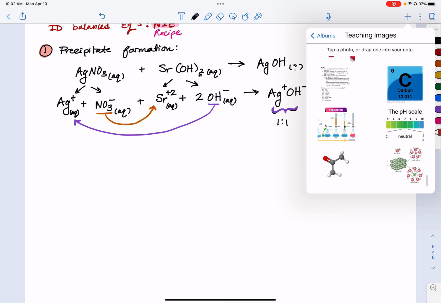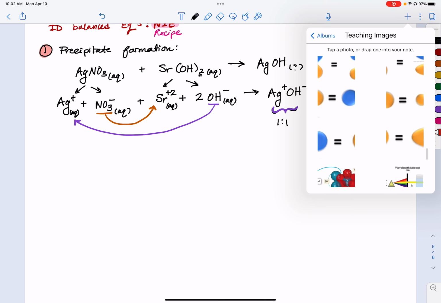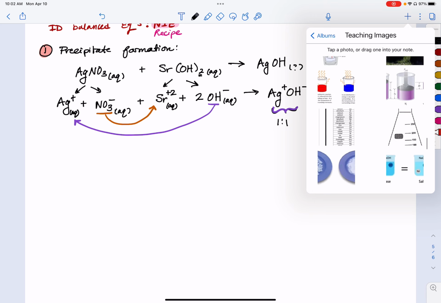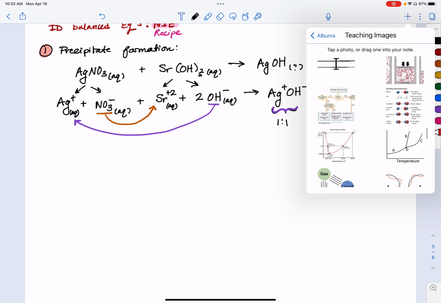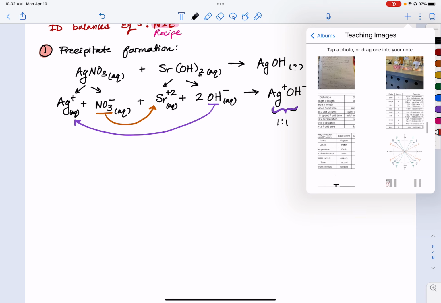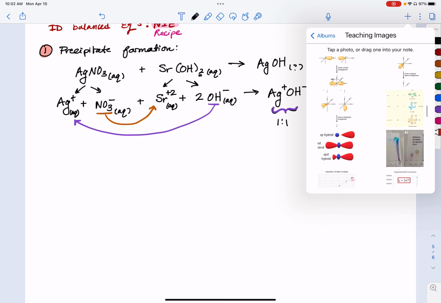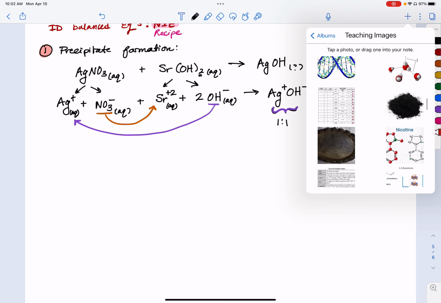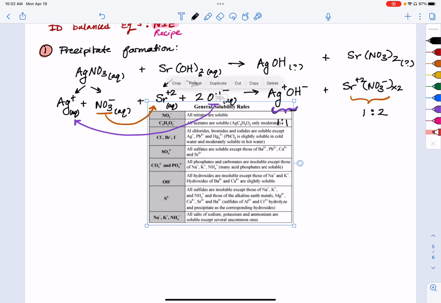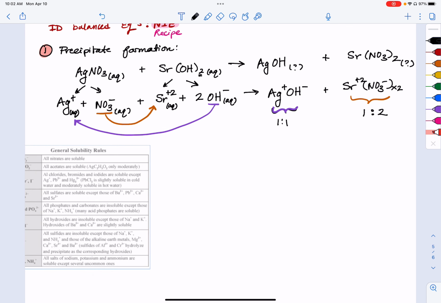Where are those bad boys? Got so many tables in here. Nope, that's the activity series. Nope, those are heats of formation. Nope. Here we go. All right.